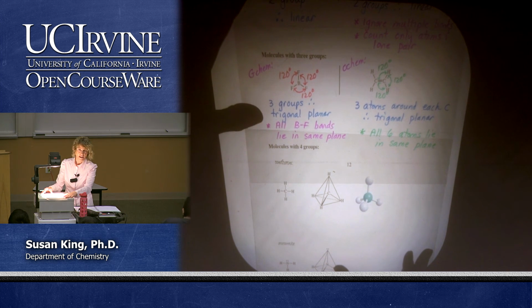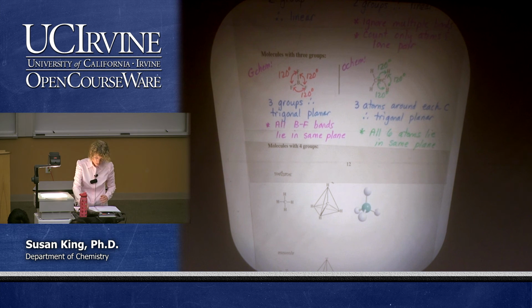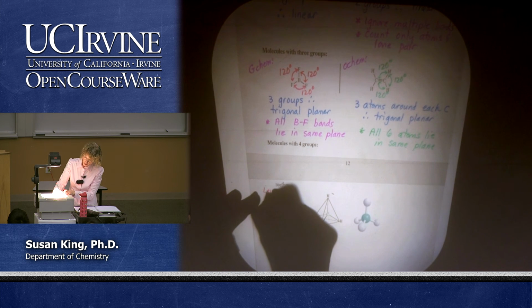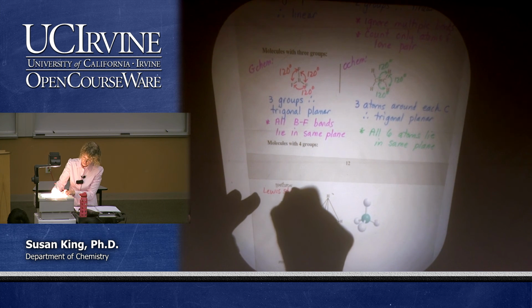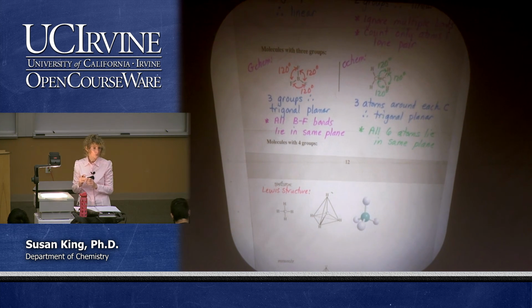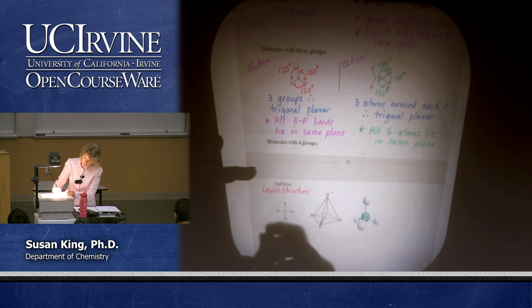So this is a vastly simplified VSEPR, right? Molecules with 4 groups. So we have methane. Here's our Lewis structure. Before you use VSEPR, you want to draw a Lewis structure, which means you want to draw all the charges and all the lone pairs so that you don't make a mistake. 4 groups around carbon.